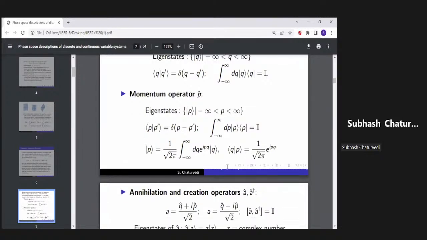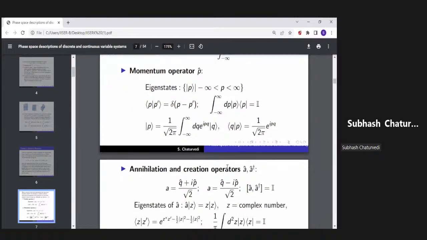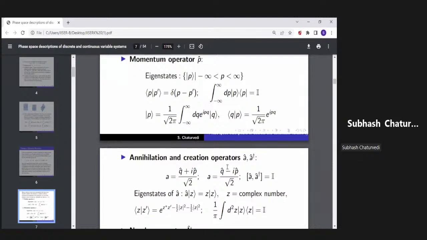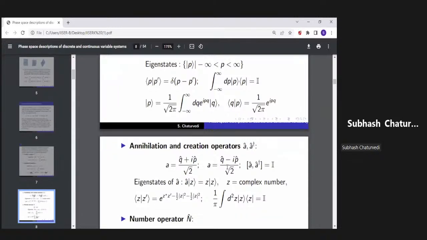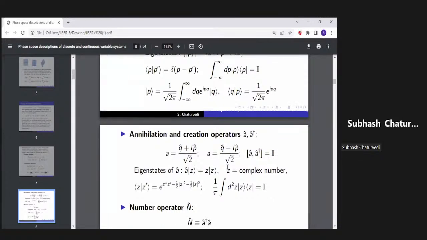Now, out of these q's and p's, we can also construct some useful operators called annihilation and creation operators, which are complex linear combinations of q hat and p hat, and particularly the annihilation operator is important because its eigenstates lead us to the notion of coherent states, as you all know, labeled by a complex number z.